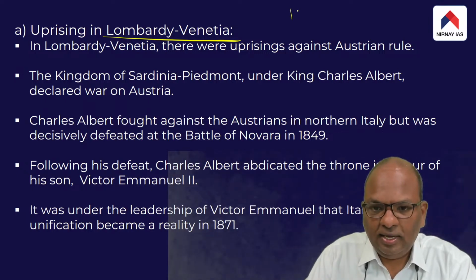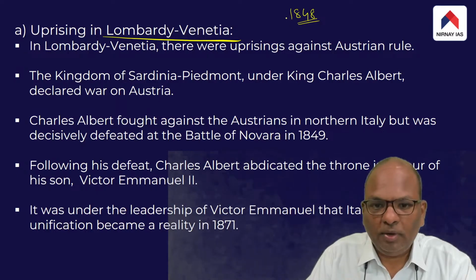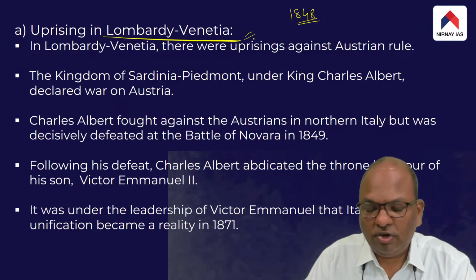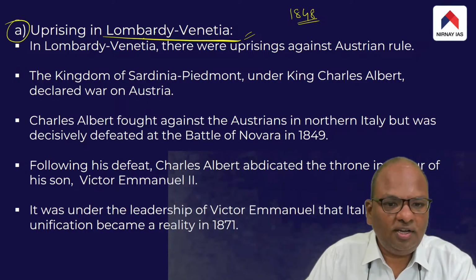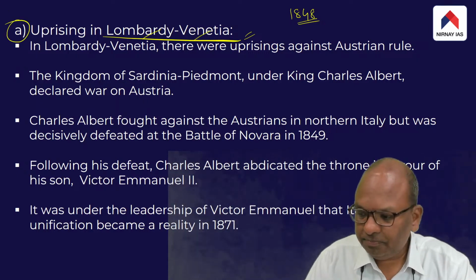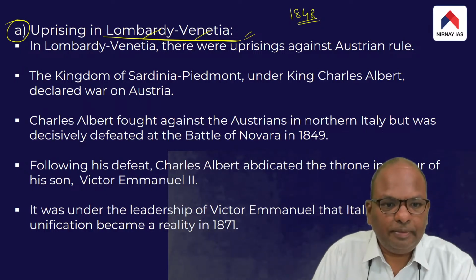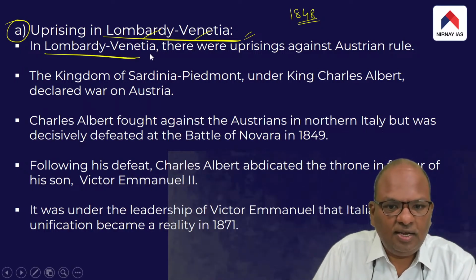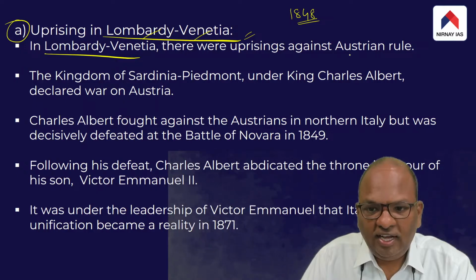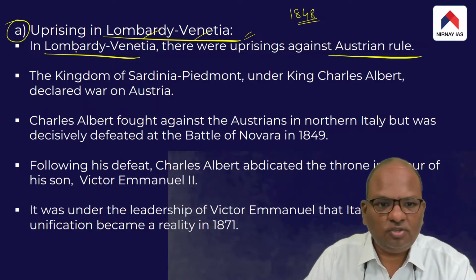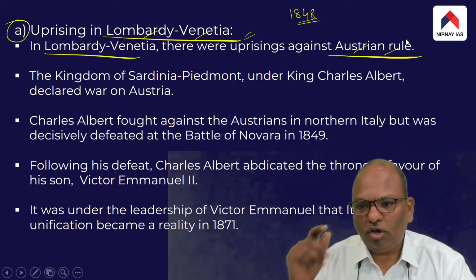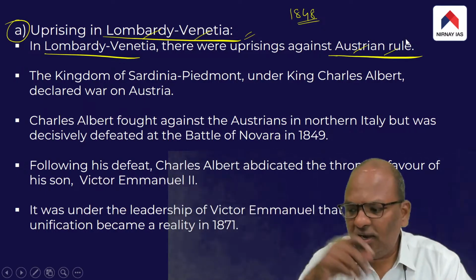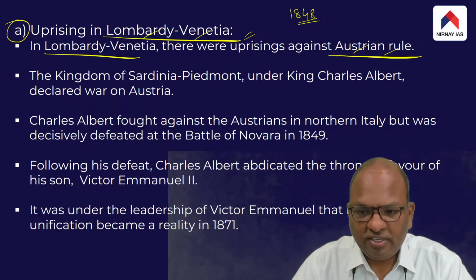So after the February 1848 revolution in France, numerous uprisings began to take place in Italy. One such uprising is called the Lombardy Venetia uprising. Basically, the people of Lombardy and Venetia revolted against the Austrian rule, because Lombardy and Venetia, the Italian speaking territories, were under the control of Austria. A large scale uprising was carried out.